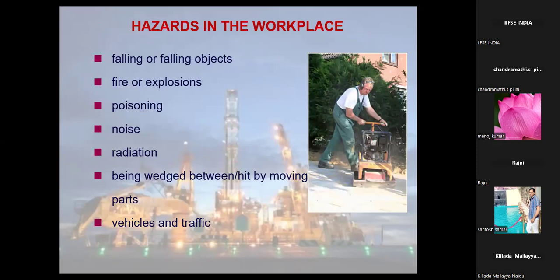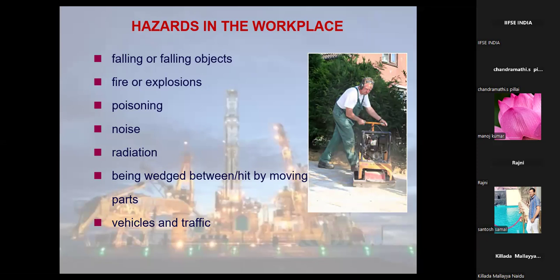The general hazards in the workplace can be categorized into falling or falling objects, fire and explosions, poisoning, noise, radiation, being wedged between, hit by moving parts, vehicles and traffic. So can anyone guess about this point, being wedged between or hit by moving parts? Can anyone of you guess where one can encounter this, and where HSE is very careful about this?